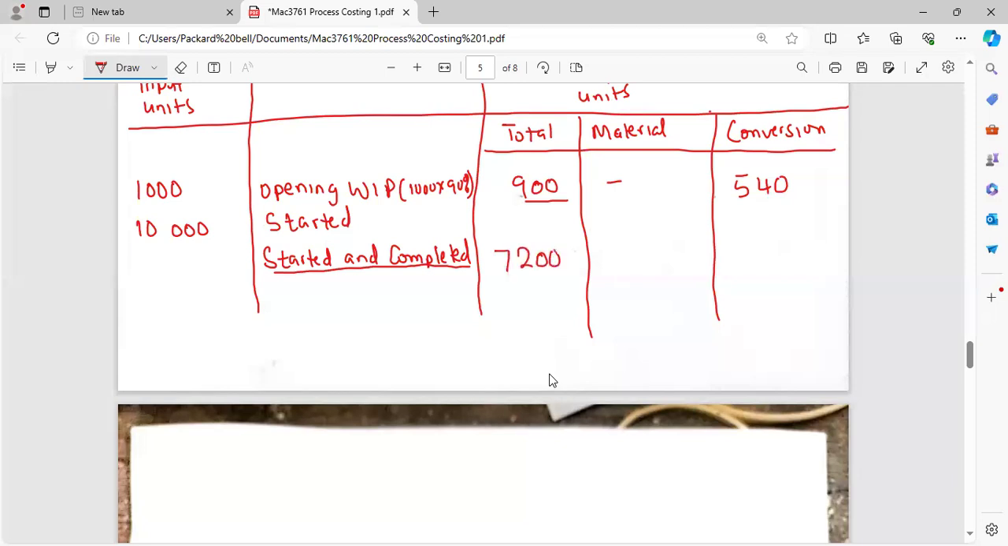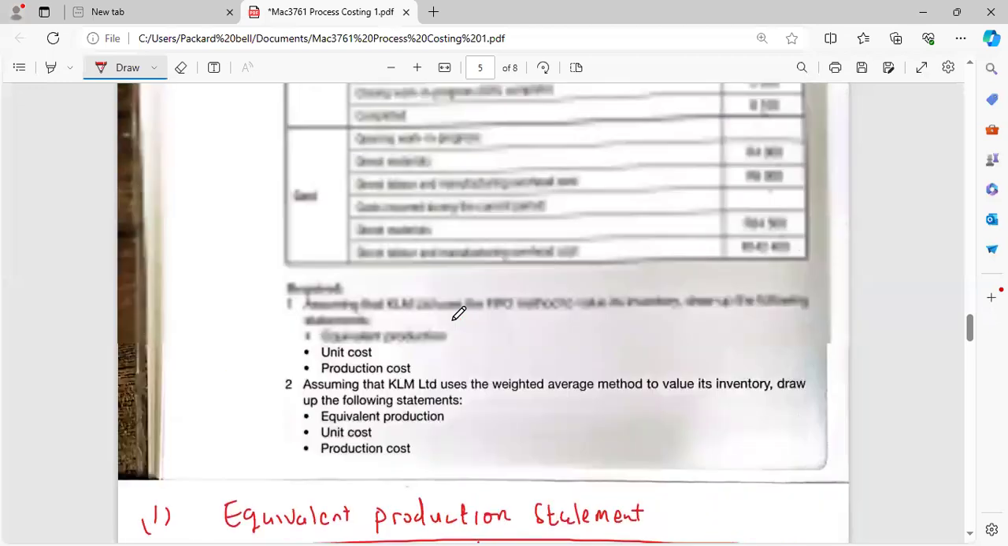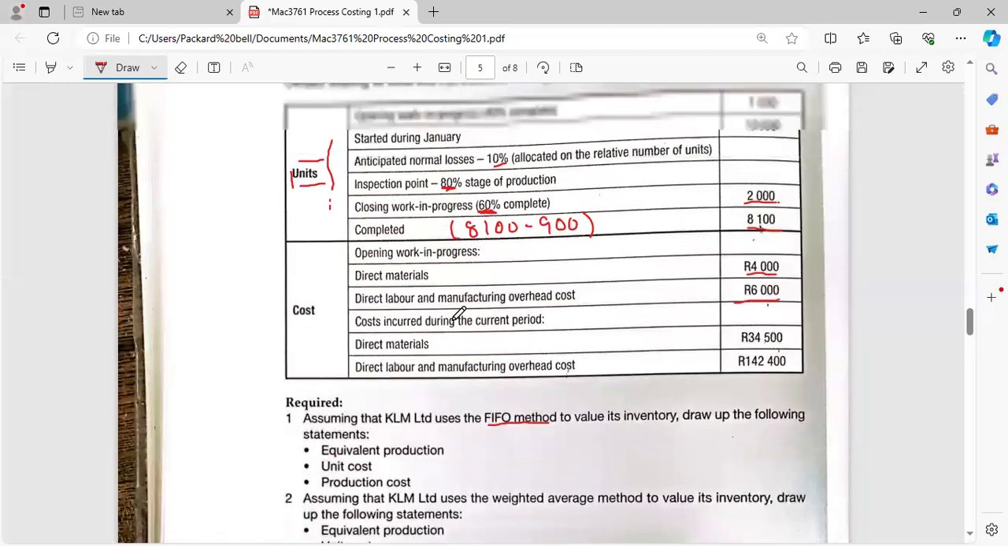And they are saying completed, which means they are complete in material. So you don't have to multiply by any percentage, because they are complete in everything here. You don't need to multiply to convert, because they were completed. So everywhere they're 100% complete. Right. Then after we have these started and completed, what do we do next now?